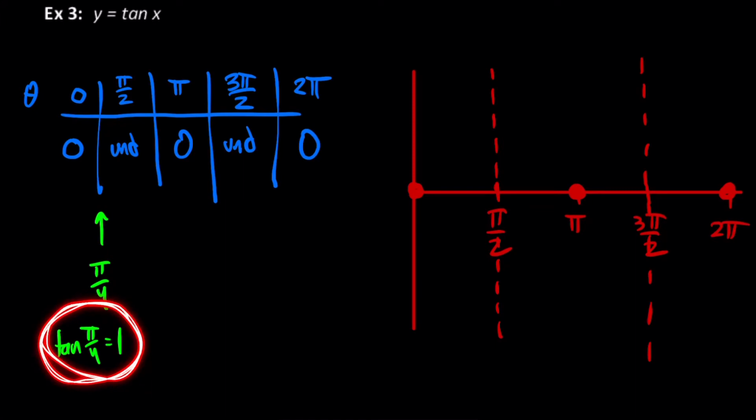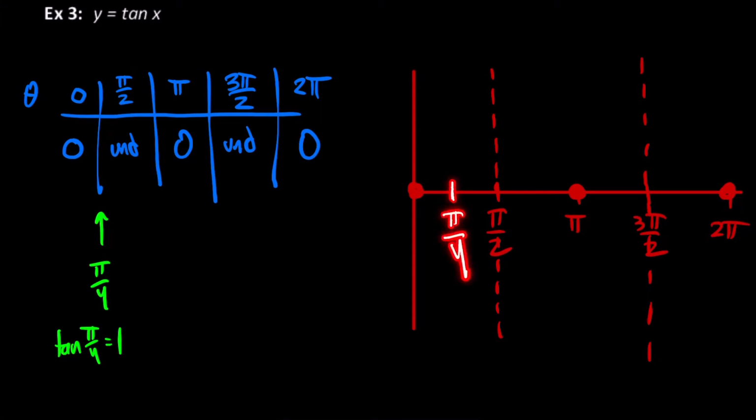Remember, pi over 4, which is halfway between 0 and pi over 2. So this is pi over 4. What is tangent of pi over 4? 1. So I will add a 1 here and a -1 here. And between 0 and my right asymptote, tangent's going to be 1. So that gives me one additional point and really kind of locks in what this graph has to look like.